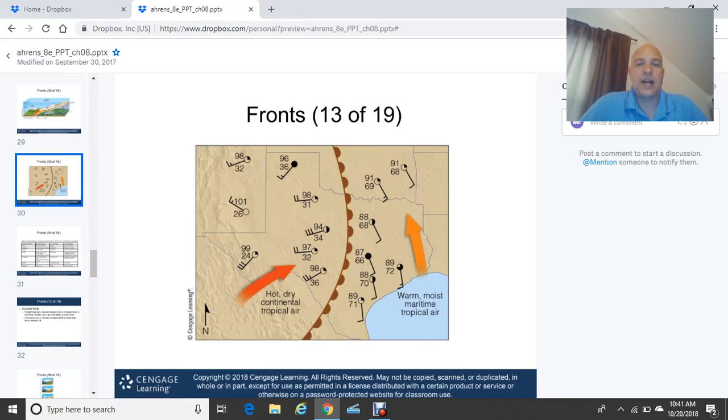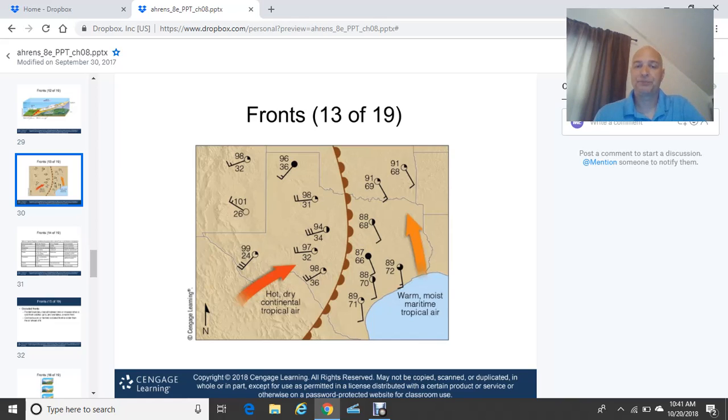Out ahead of the dry line, look at your dew point temperatures. The bottom left number in each station plot is the dew point. So look at your dew point temperatures there in eastern Texas: 68 degrees Fahrenheit, 66. I see a 70 degrees Fahrenheit, a 72.